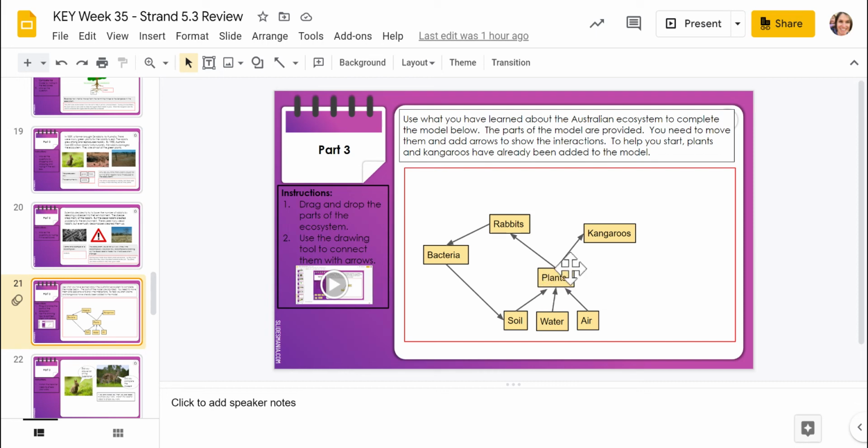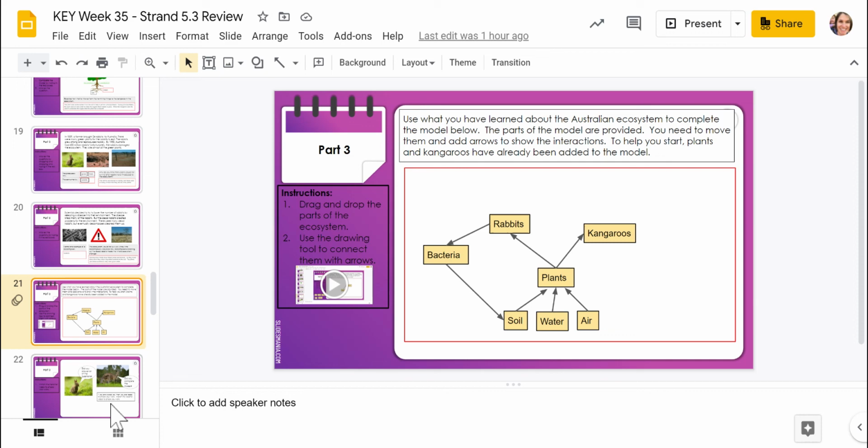And that connects those. The last thing I needed to connect was bacteria. Bacteria is a decomposer. So when those rabbits died, the bacteria ate the rabbits, or broke down the rabbits, and returned some nutrients to the soil. And that's what I'm showing on my model.